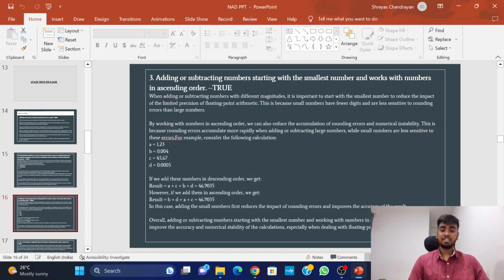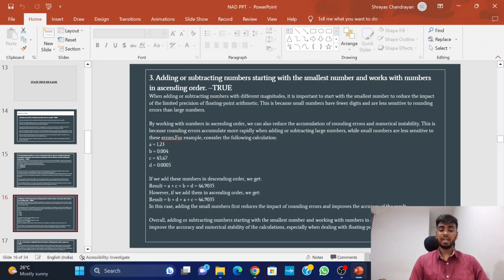The third statement states: add or subtract numbers starting with the smallest number and work with the numbers in ascending order. The given statement is true, as when adding or subtracting numbers with different magnitudes, it is important to start with the smallest number to reduce the impact of the limited precision of floating point arithmetic. This is because small numbers have fewer digits and are less sensitive to rounding errors than large numbers. By working with numbers in ascending order, we can also reduce the accumulation of rounding errors and numerical instability.